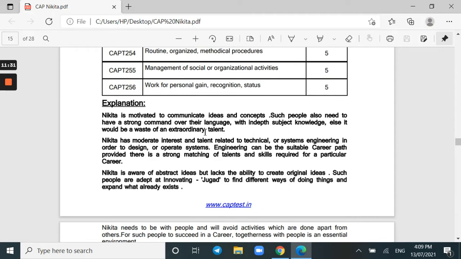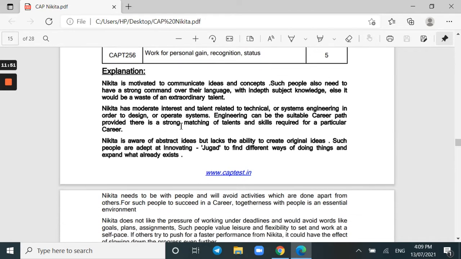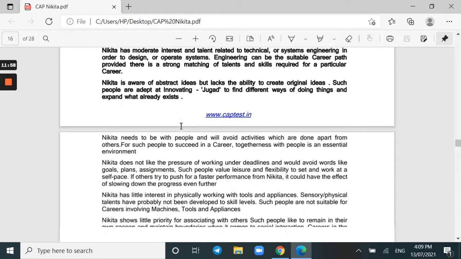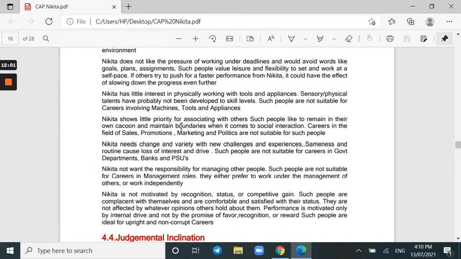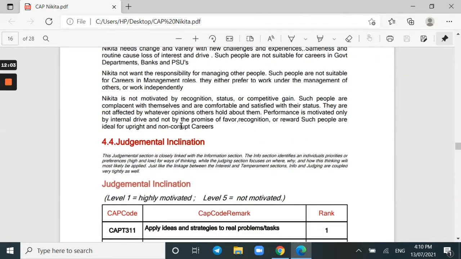waste of extraordinary talent. So what the report is trying to tell us is that this person has the ability to analyze, understand, and communicate, but unless it is put to proper use in terms of the right skill development, the right aptitude or talent development, or the right efforts towards the particular career, there would actually be a waste of talent. And this is how the CAP report helps us to get more insights about ourselves and tells us about those areas where we need to develop based on the careers that we have chosen for ourselves.